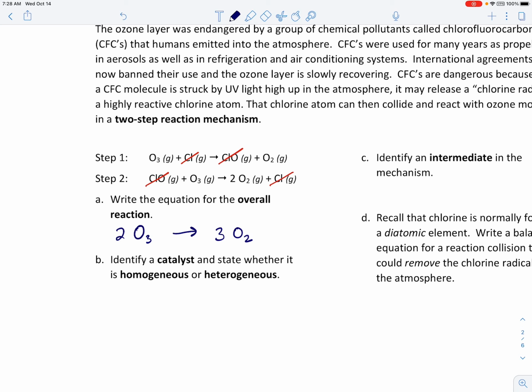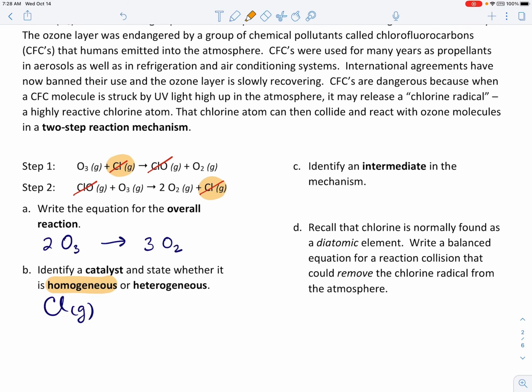So now identify the catalyst. The catalyst is a reactant at the beginning and then a product later on. So it's a reactant in step 1 and it's a product in step 2. It was canceled out. So Cl gas is a catalyst. Is it homogeneous or is it heterogeneous? Well, the other reactants were also gas, right? The ozone molecules were gaseous. So that means it was a homogeneous catalyst. When it's the same phase as the other reactant, it's homogeneous.